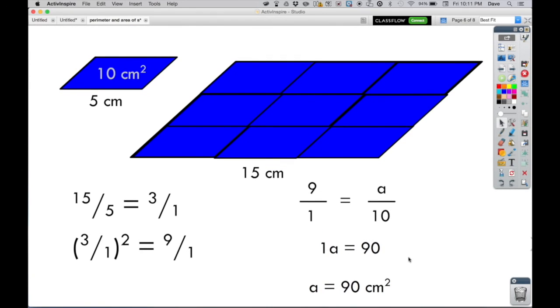All right, so it's very similar to finding perimeter, except we're looking at the ratio of corresponding sides squared as opposed to just the ratio of corresponding sides, period.